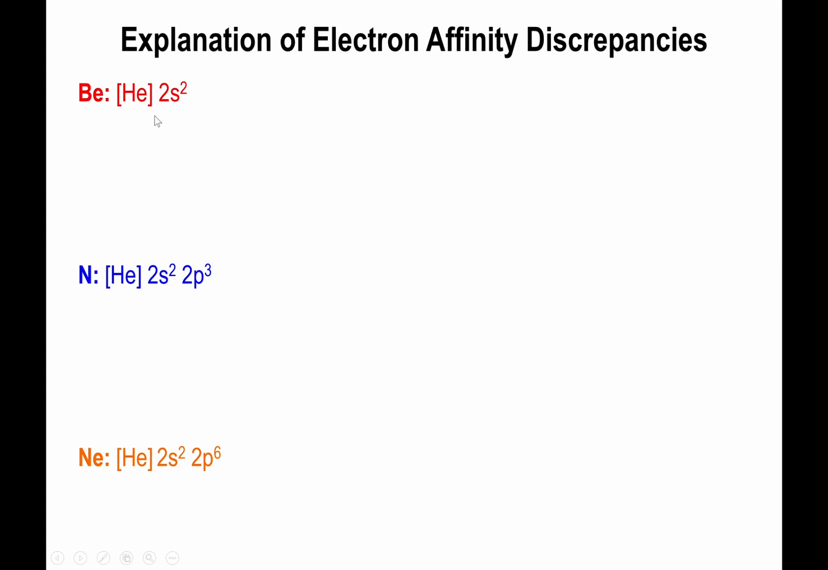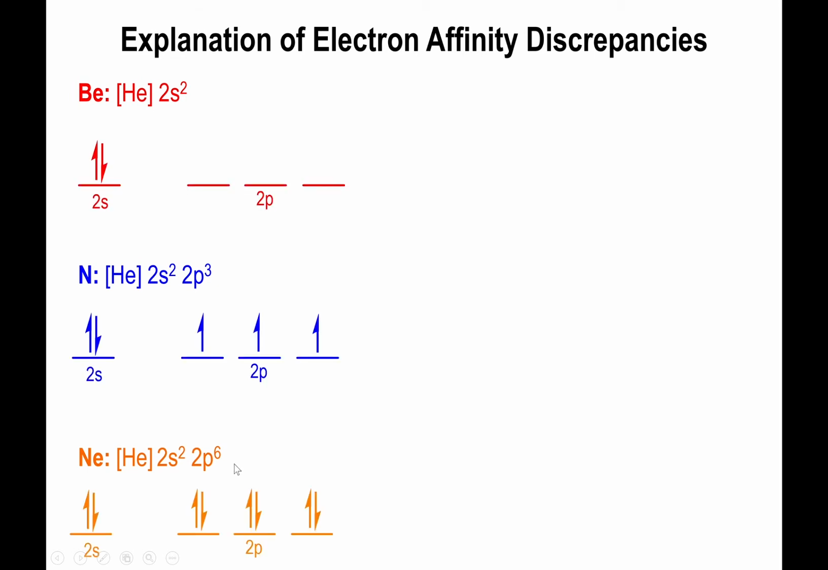The configuration of beryllium is 2s2. That of nitrogen is 2s2, 2p3, and neon has a configuration of 2s2, 2p6. Drawing out the configuration shows that beryllium has a full shell within the 2s orbital, and it doesn't have any more room to accommodate electrons in the 2s orbital itself. If you were to gain any electrons, they will have to be placed on the 2p orbitals, which are higher in energy. So not as good a situation.